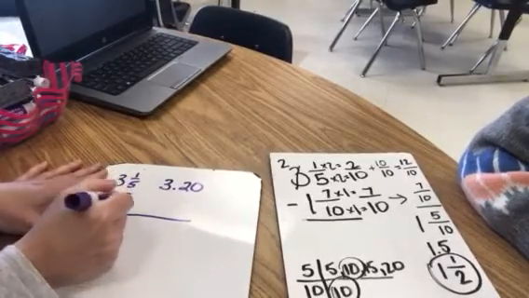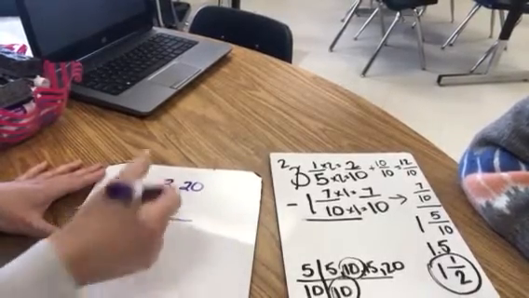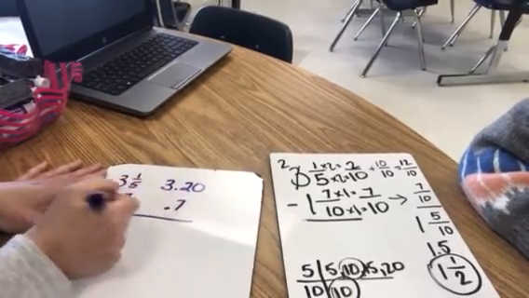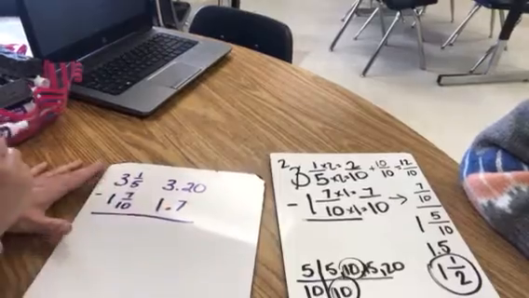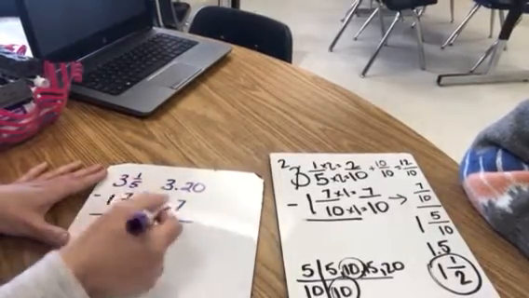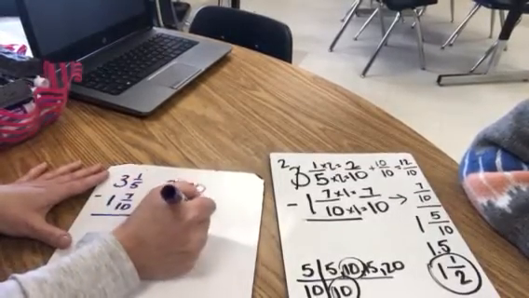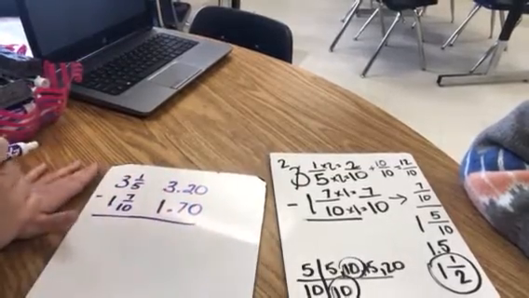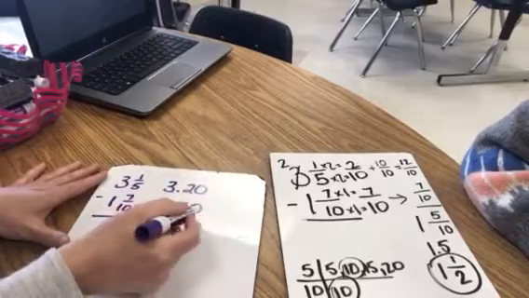And then 1 and 7 tenths, well, 7 tenths we know is 7 tenths. So 7 tenths goes right there, and the 1 whole goes in the whole number place, the ones place, and I can just simply add a 0 there. So I can line everything up and fill in each place value.